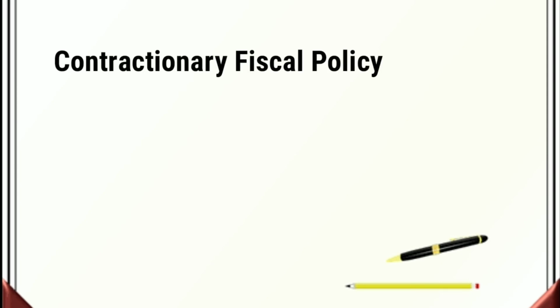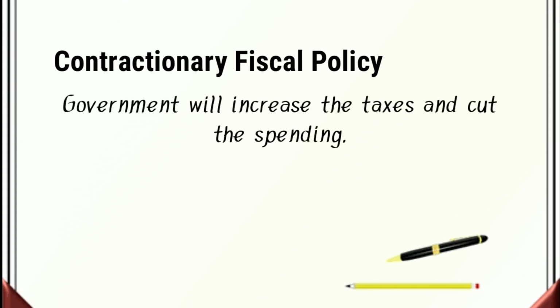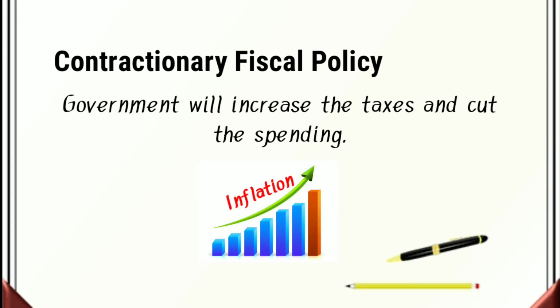Contractionary fiscal policy. In contractionary fiscal policy, government will increase the taxes and cut the spending. And this happens when the inflation is high.